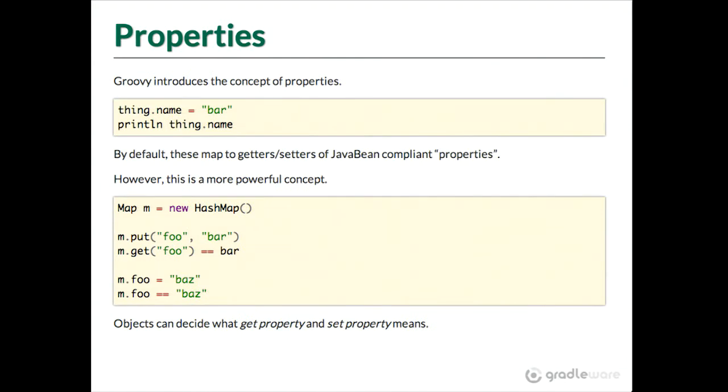All right, properties are a new thing as well. In the first case, I've declared a property on thing called bar, and then accessed that property. By default, these map to getters or setters on the thing that I'm setting and calling them on. So if that is an instance, for example, of a Java class that conforms to Java Bean semantics, and there's a getter and setter for that value, then I can access those with this syntax rather than calling getSet. However, it does a little bit more than that.